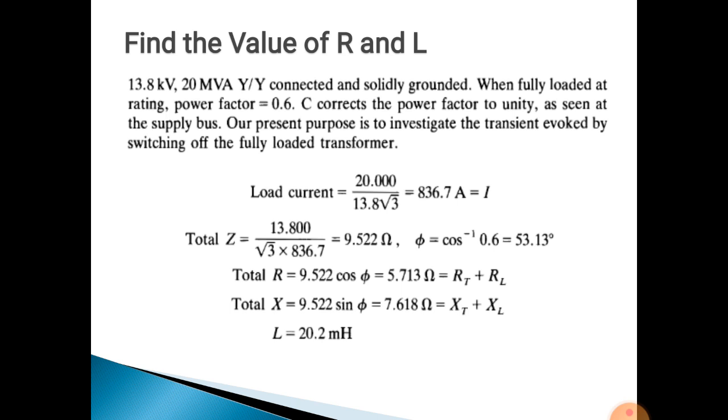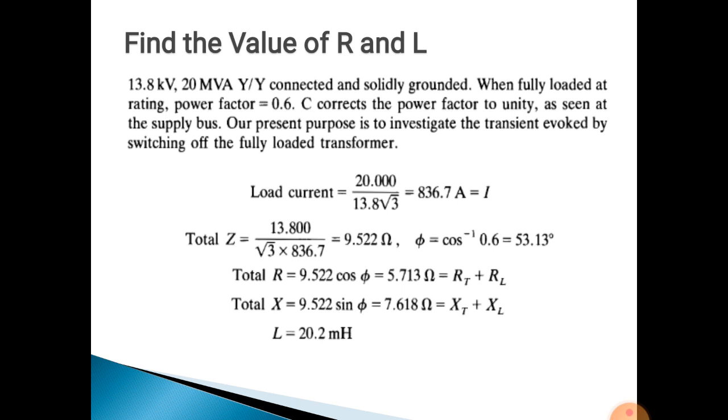Now we take an arc furnace load. We have a 13.8 kV, 20 MVA, star connected and solidly grounded arc furnace transformer. In this arc furnace transformer, we have it fully loaded. When fully loaded, the rating of power factor is 0.6. In this circuit, capacitance corrects the power factor to unity.